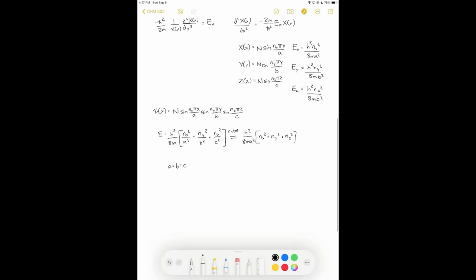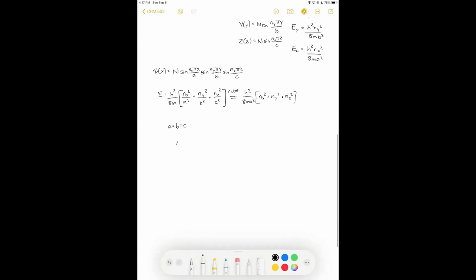So for example, consider a state where nx equals 0, ny equals 3, and nz equals 4. How much energy would this state have? Well, the energy would be 0 squared plus 3 squared plus 4 squared. And that, of course, would be 9 plus 16, which is 25. So our energy would be 25 h squared over 8ma squared.